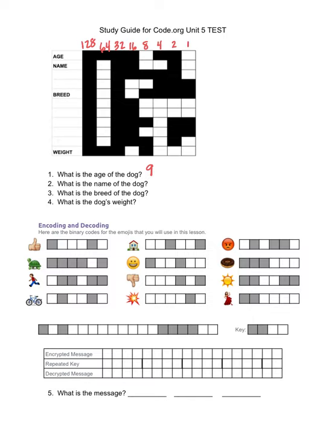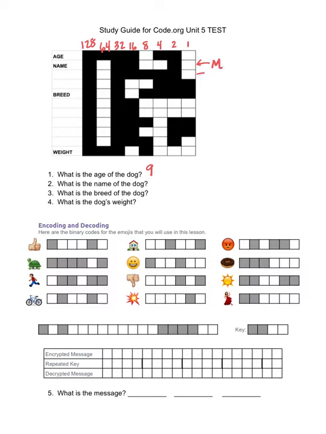Okay, the next question is, what is the name of the dog? And the name of the dog is going to have letters, obviously. So we're going to use the code on the sheet. So if you look at your first row on the name, which will be the first letter of this dog, look at the pattern: black, white, black, black, white, white, black, white. That is going to be the M, so that's the letter M.